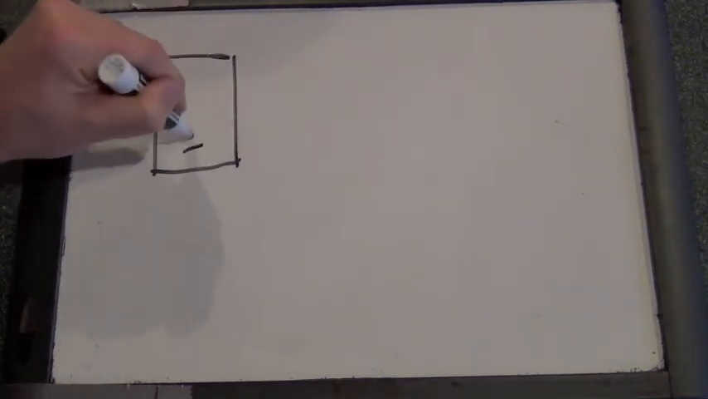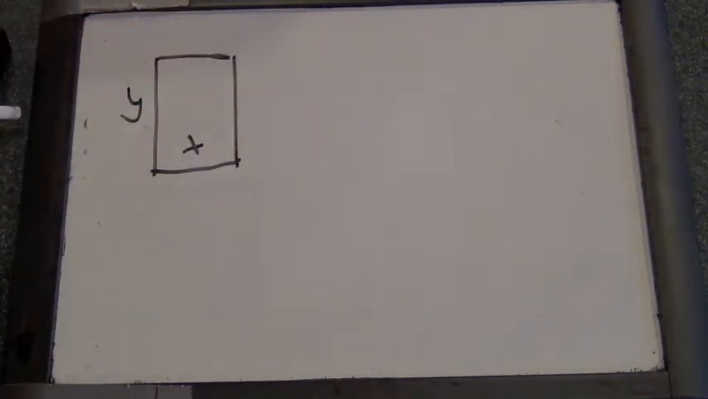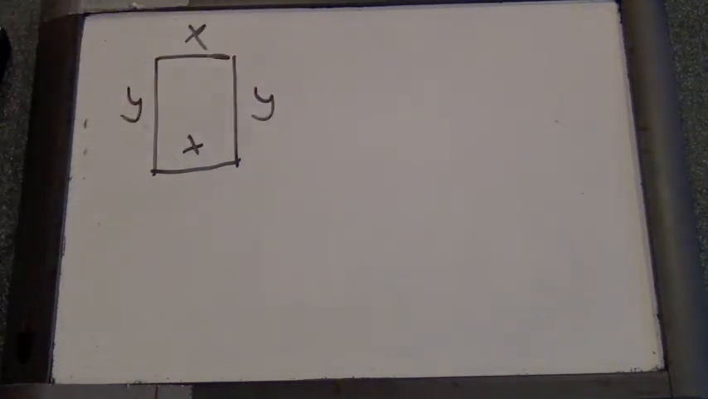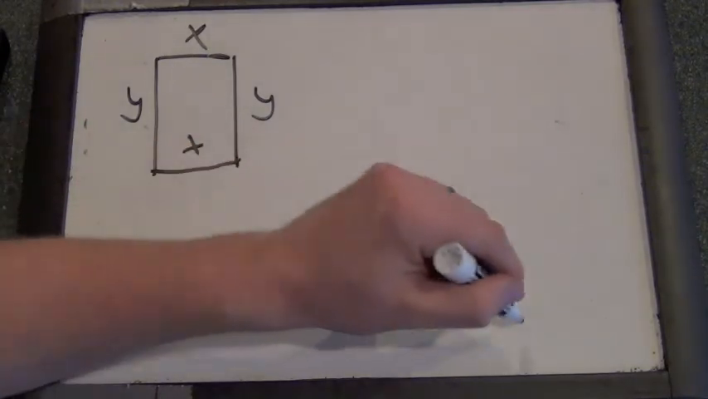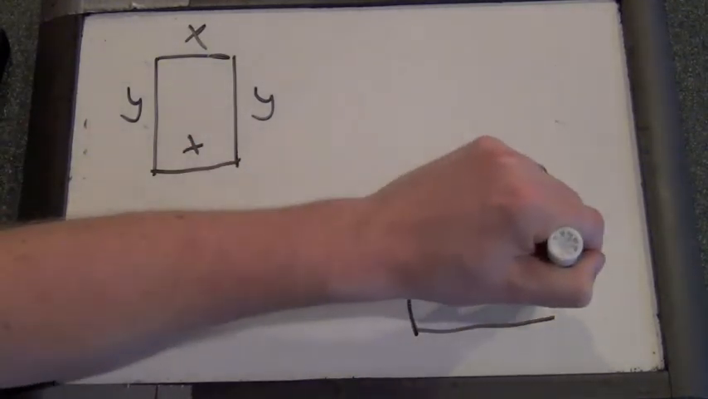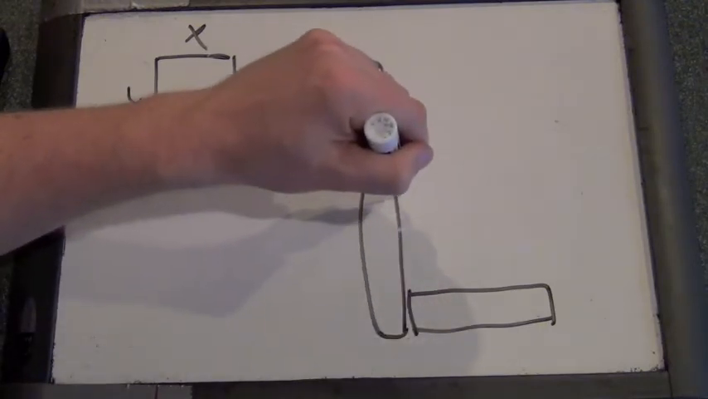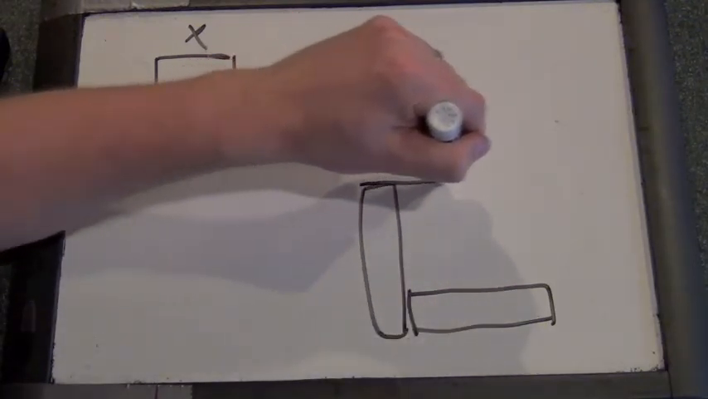So what we knew was that we had a rectangle, and one side was x and the other side was y. And so what's the perimeter of this? It's x times y. Oh, that's the area. What does perimeter mean? It's the distance around the outside of the shape. So what's the perimeter? It's x times 2 plus y times 2. Very good.